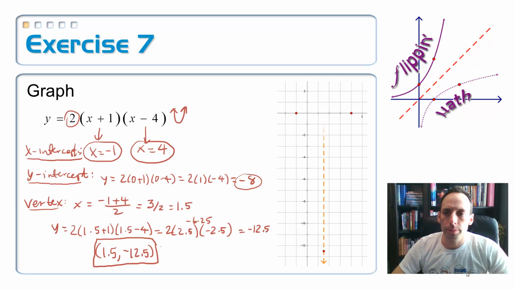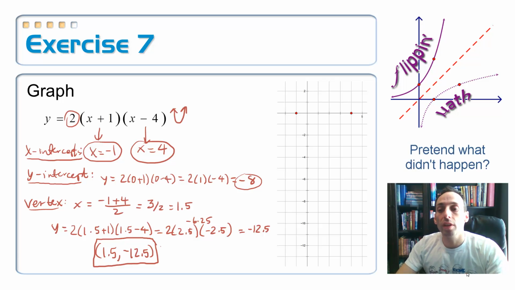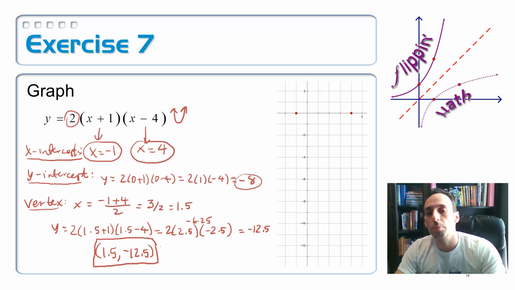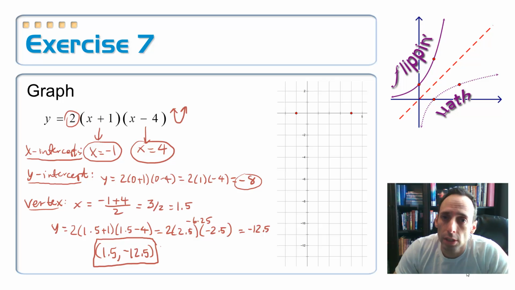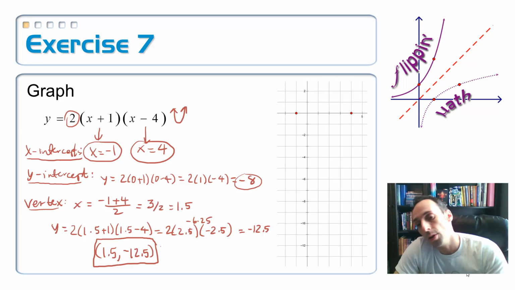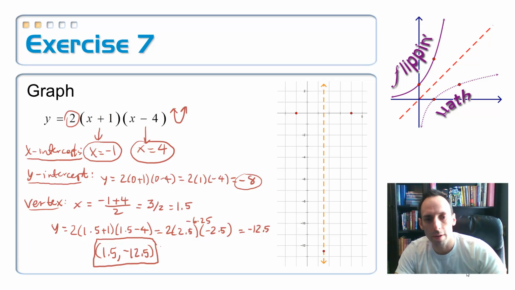I do find the y-intercept next, but that's not what's next on my graph. Pretend that didn't happen yet. Anyway, then I'd find my vertex by averaging out the negative 1 and the 4. I do get 3/2 or 1.5. It's a fraction. No, I'm not sorry. Sometimes fractions are unavoidable, so get used to them. Anyway, plug it back into the equation and find your y-coordinate. You get negative 12.5. Now I'll go ahead and graph that.